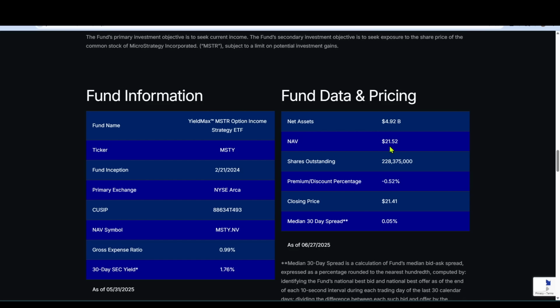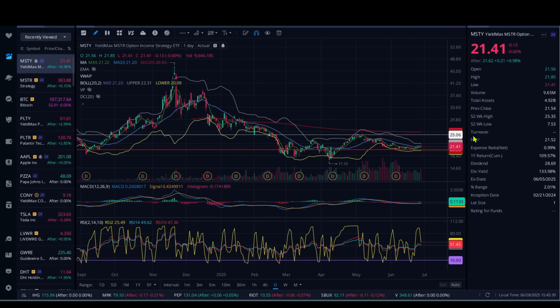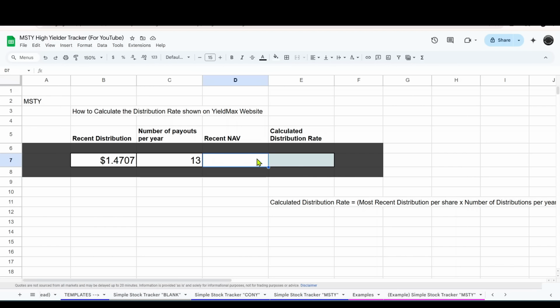So currently this one is the most recent, but again, this all depends on how quickly this site is updated. So it's better to actually pull it from whatever stock charts you're using if it does give that NAV. And I use Webull, and as you can see, this one here will be the most recent. All right, so 21.52, and we'll enter that into our sheet, into the most recent NAV of 21.52.